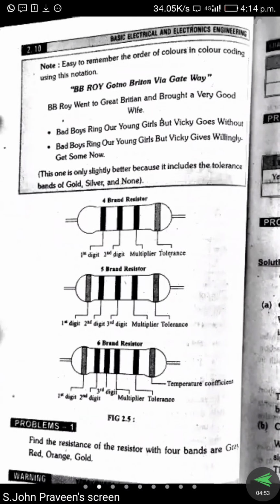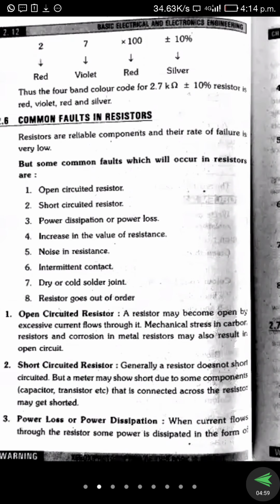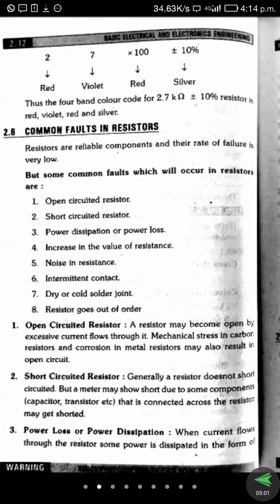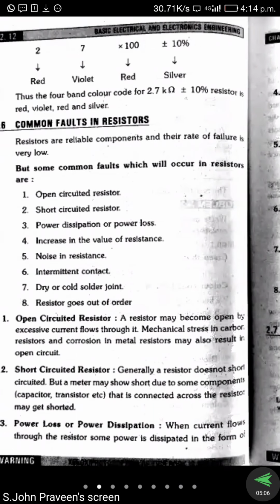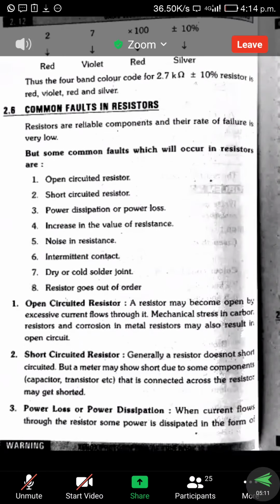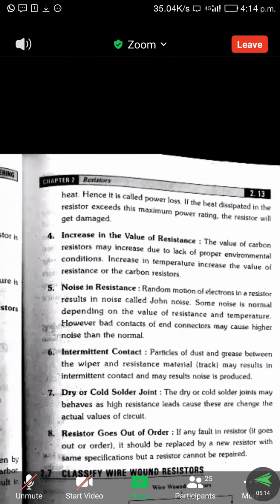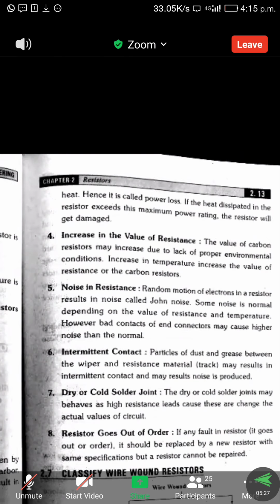We cannot expect this question in the examination, but in the worst case it may be given. We don't know how the examiner will set the question paper. These are the 8 faults: open circuit, short circuit, power dissipation or power loss, increase in the value of resistance, noise in the resistance, intermediate contact, dry or cold solder joint, so the resistor goes out of order. We already discussed it in detail.